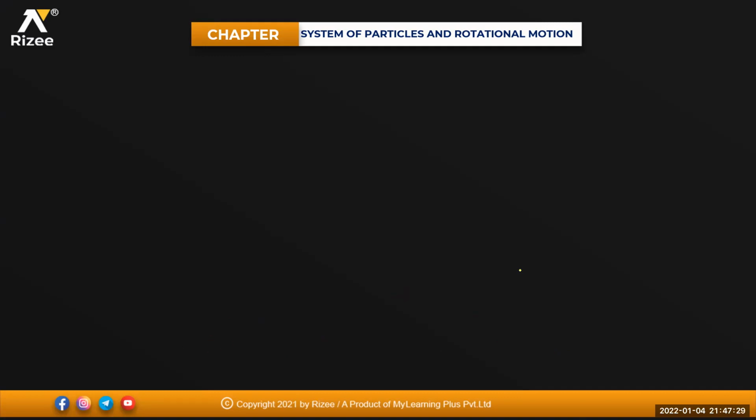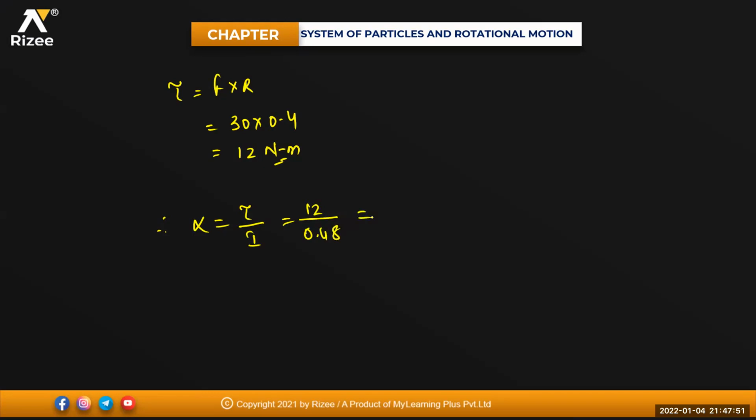Now how do you calculate the torque beta? Torque will be equal to tau is equals to your F into your R. F is given as 30, R is equals to 0.4. That means that will be equal to 3 4s are 12 Newton meter. So therefore I can write alpha is equals to tau divided by I. Tau is 12, this one is 0.48. See how much I'm getting this one.